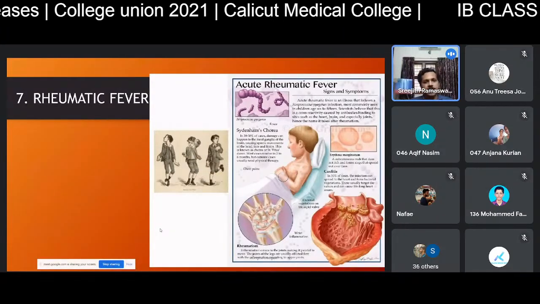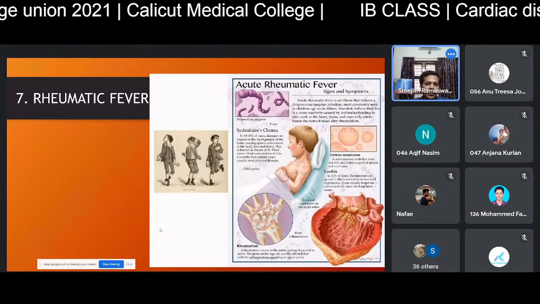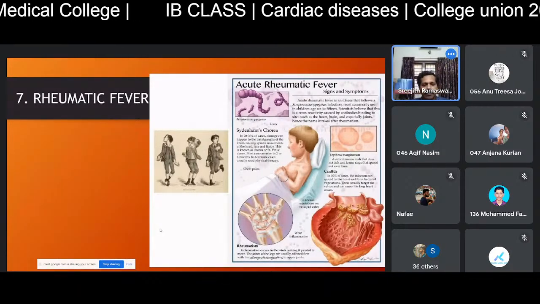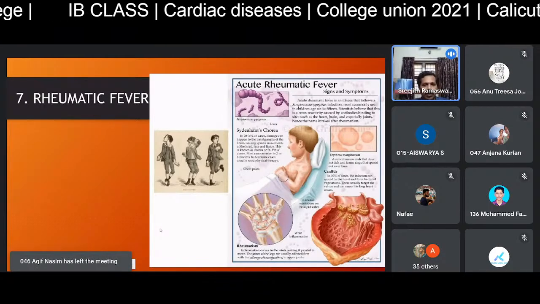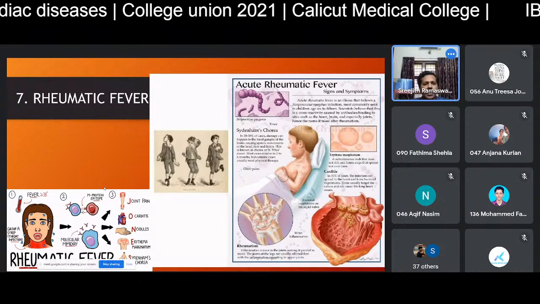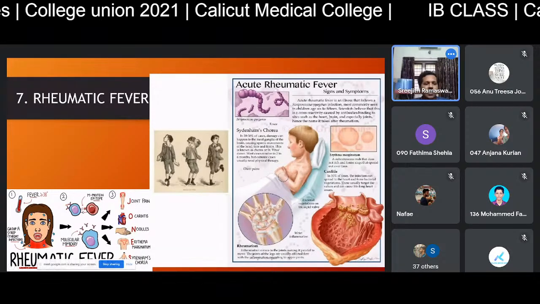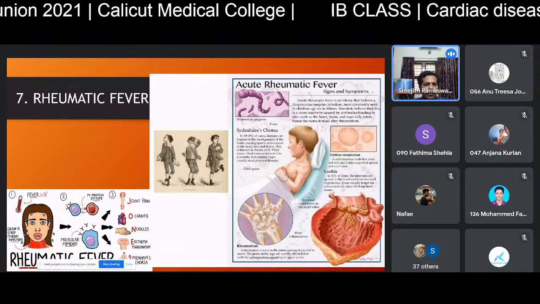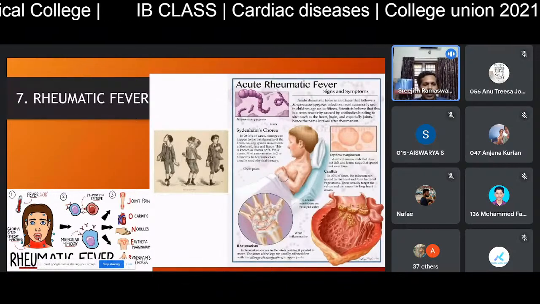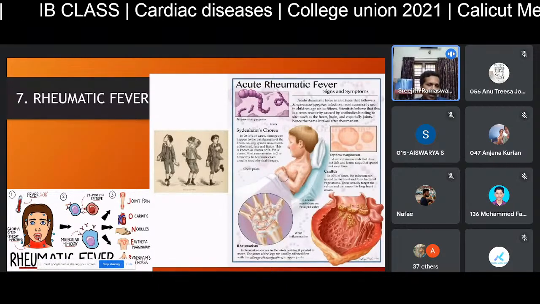Now, the next class is the rheumatic fever. And again, you might have studied this because we were discussing valvular heart disease, and rheumatic fever is one of the important etiologies for valvular heart disease. So what happens in rheumatic fever is that the group A beta hemolytic streptococci infects the throat, sore throat. This usually happens in people who are living in unhygienic or overcrowded situations.